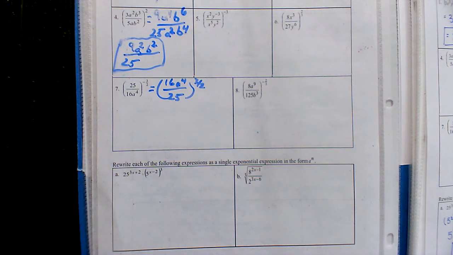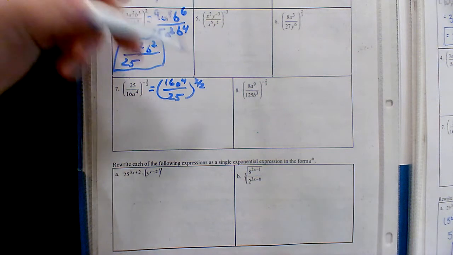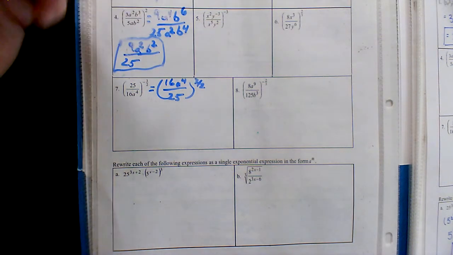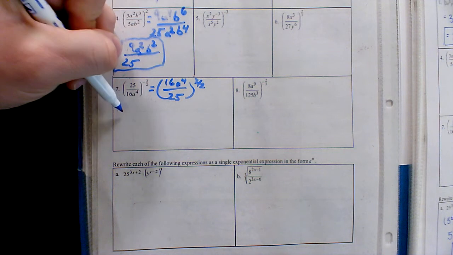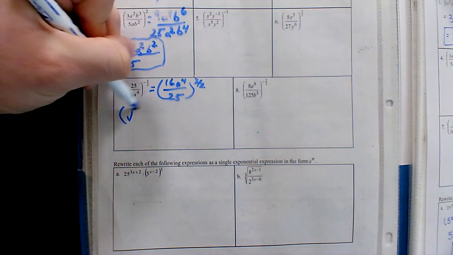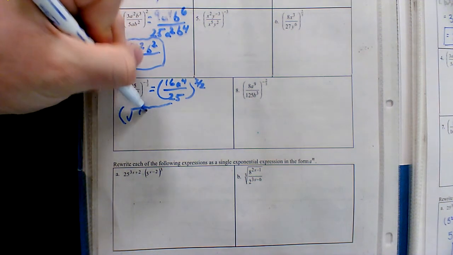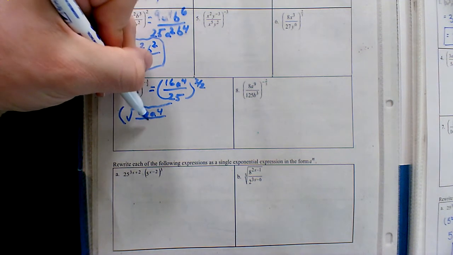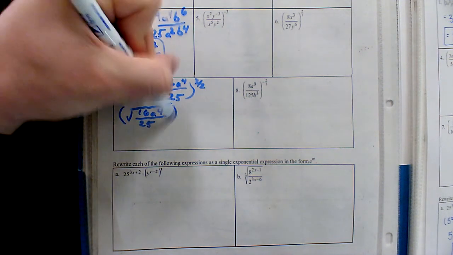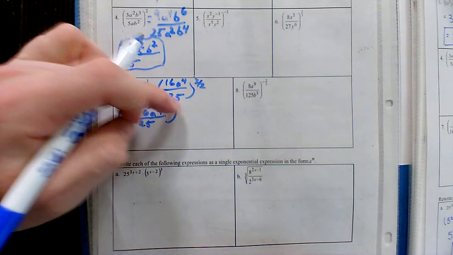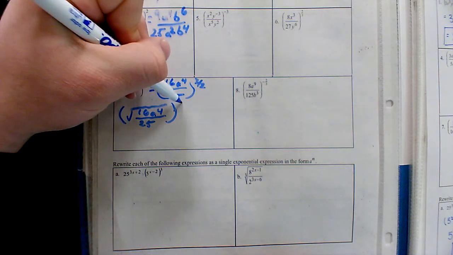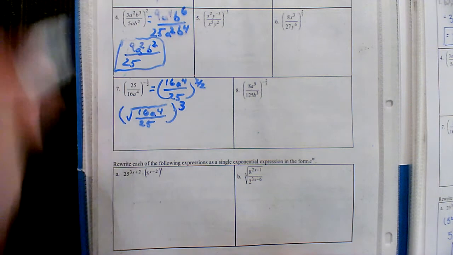Now we can deal with the fractional exponent. So rewriting this, 3 over 2. So that 2 on the bottom signifies a square root. So really, we have the square root of 16 a to the 4th over 25. Remember, that can be written two different ways we have from the first page. So we can leave that cubed on the outside.